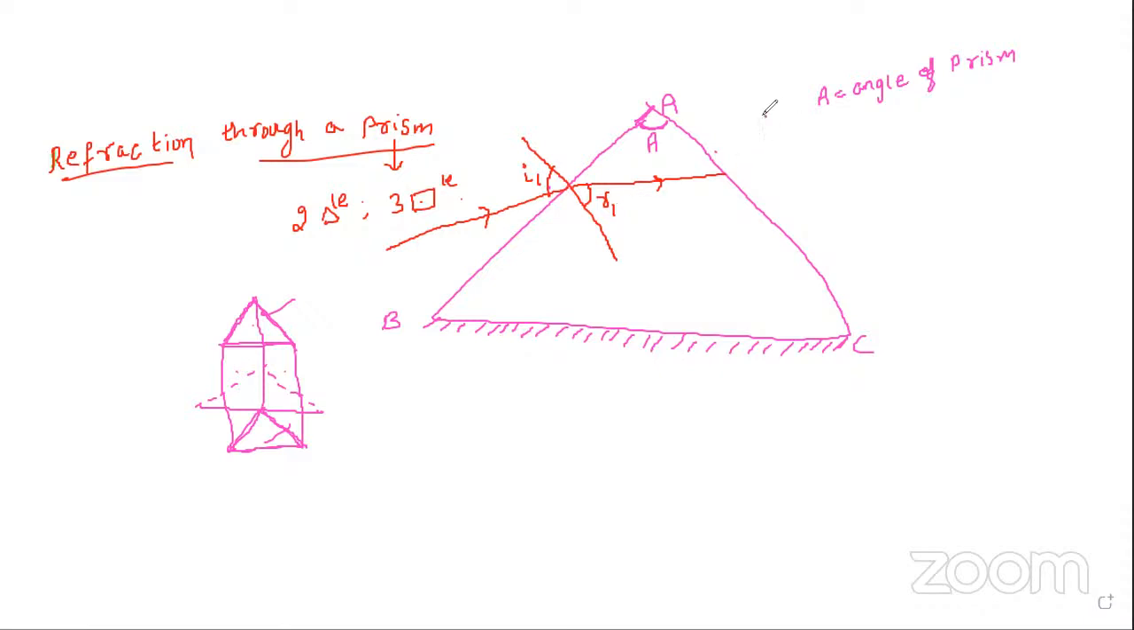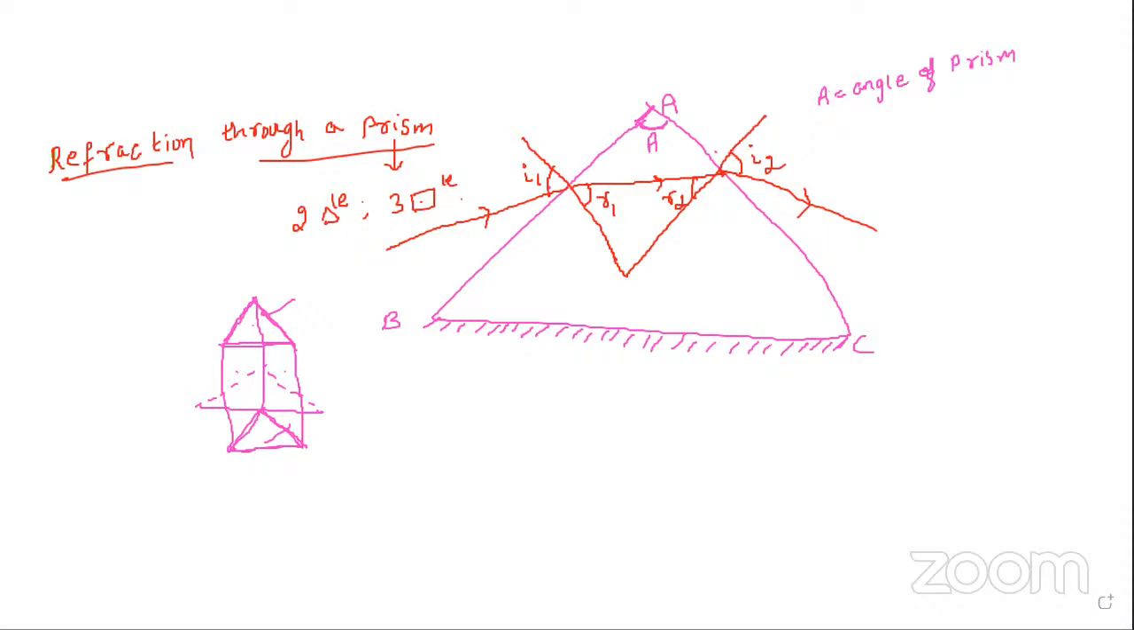At the second face, shall I write one more normal? Yes, sir. This will be the angle of incidence, I will denote with R2. Here it will undergo the refraction. This is the emergent ray. Angle of refraction, I will take it as I2. R2 is the angle of incidence for the second face. I2 is the angle of emergence or angle of refraction for the second face.